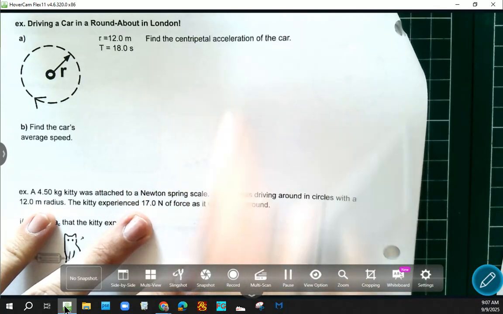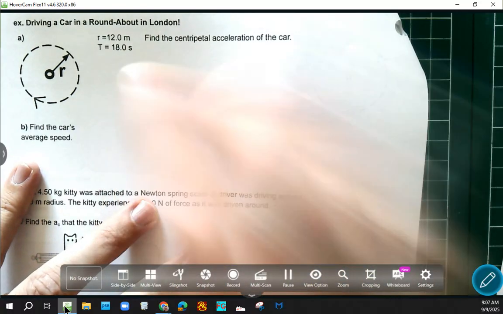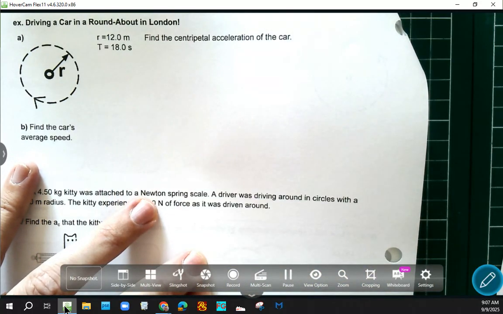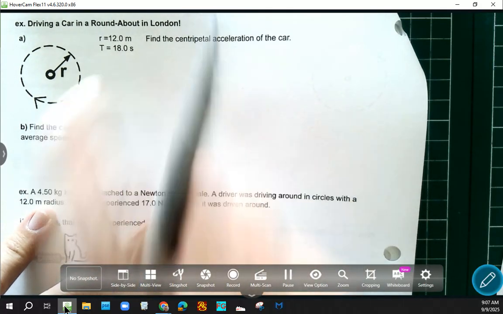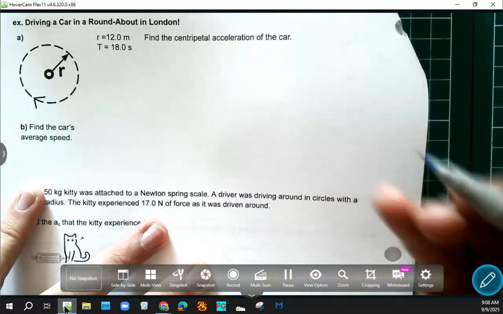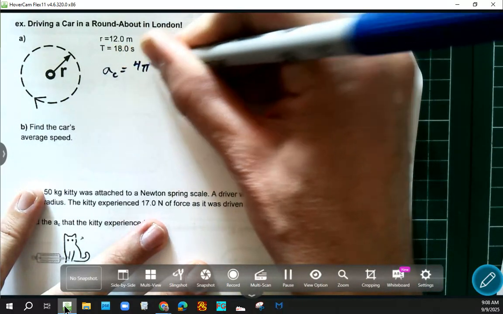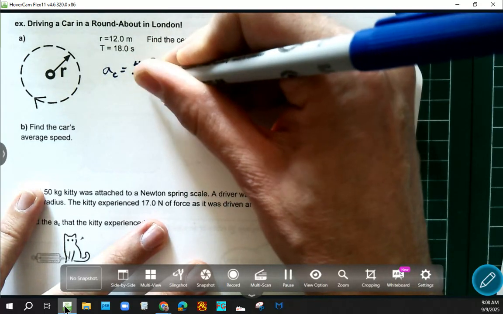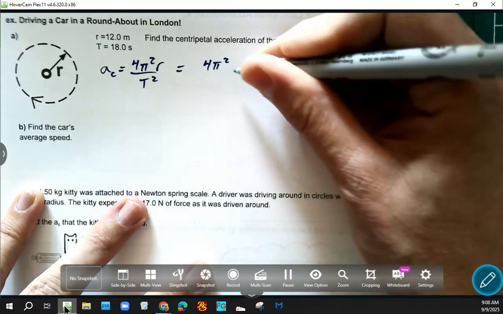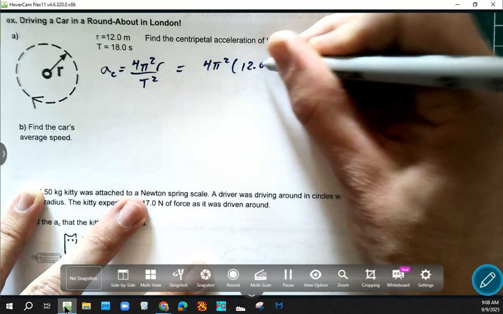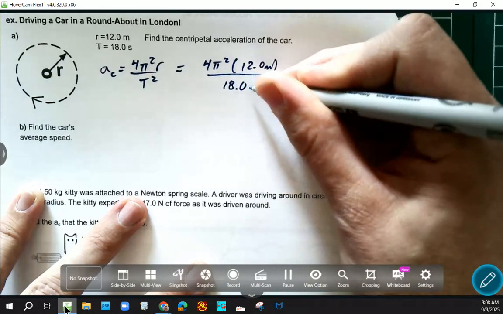Anyway, here we are in this roundabout going around in circles. We've got a radius of curvature, 12 meters. That seems like a fairly reasonable radius for a driving circle. Period, take 18 seconds to drive around this circle. And we're asked to find the centripetal acceleration of the car. Okay, so a_c is equal to 4 pi squared r over period squared equals 4 pi squared, and we'll just sub in our values, times 12.0 meters divided by 18.0 seconds.